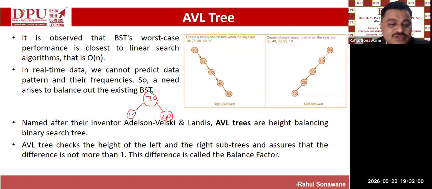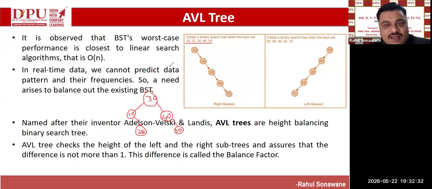Yes, so the 10 will be the left of 30 because 10 is less than 30. Now the next value coming is, let's say, 25. So obviously it will be kept as a right node of the 10. So the next value we will keep at the right subtree of the 10. And the last value, let's say it is now 50. Okay, so 50 will be kept over here as a right child of 40.